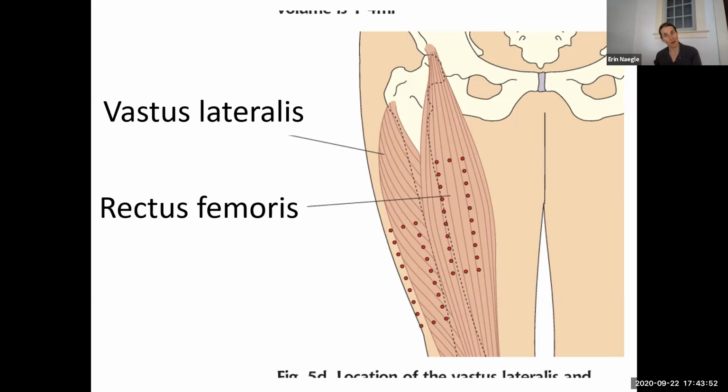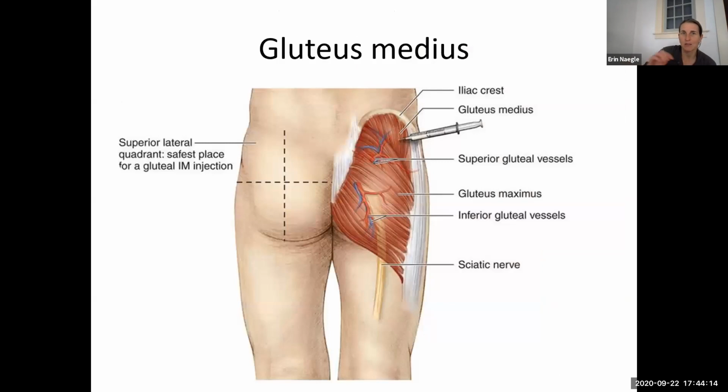lateral being on the lateral side of the body. The rectus femoris, rectus after erect, meaning straight up and down. So this is the muscle that goes straight up and down your femur, rectus femoris. And in both of those areas, you can do an intramuscular injection and not hit a major blood vessel or a nerve. And the final one is your gluteus medius.